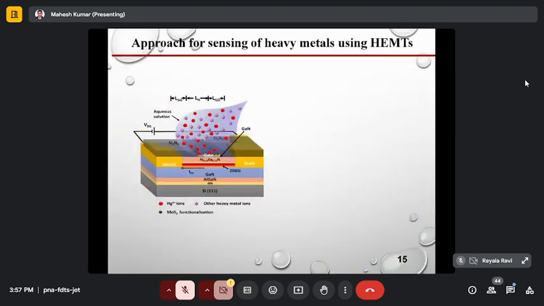Next, at the gate, we functionalize it with different materials, and then we make different heavy metal sensors. With one layer we cannot make sensors for all heavy metals. If you want to make sensors for mercury, lead, and cadmium, we have to use different functionalizing materials, and only then can we make these sensors.